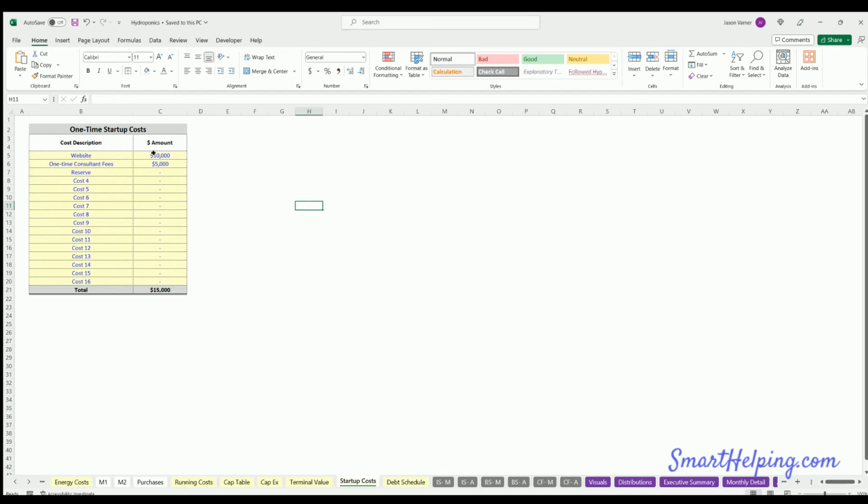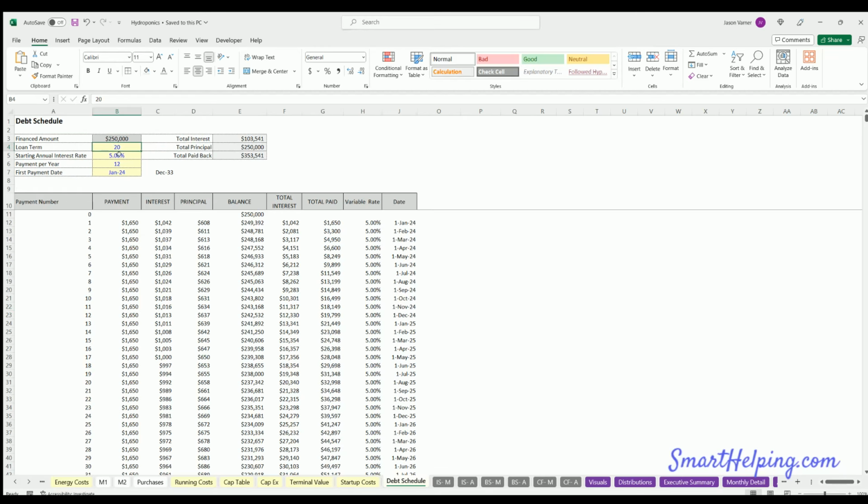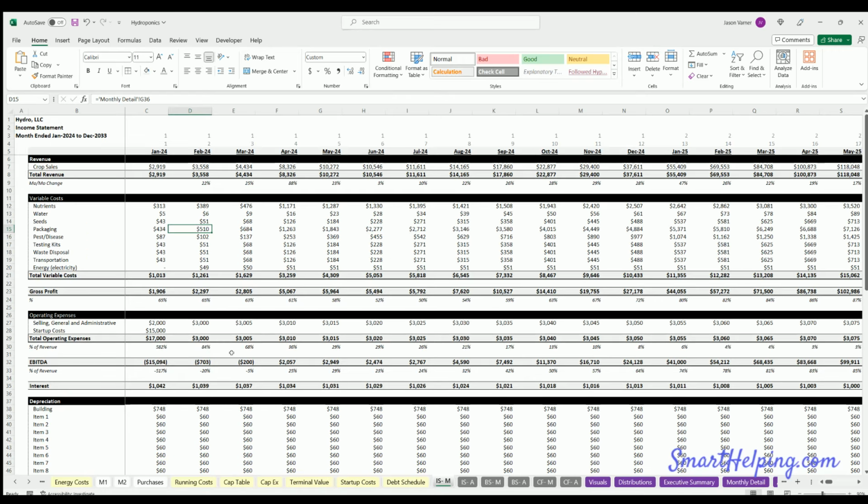Startup costs, any other one-time fees or consultant fees, legal fees that you haven't accounted for elsewhere can go into this spot. Debt schedule, you can just enter your loan term, interest rate, payments per year, and the first payment date. Then we have our output report.